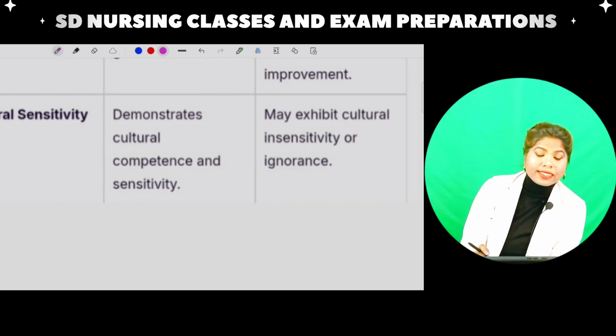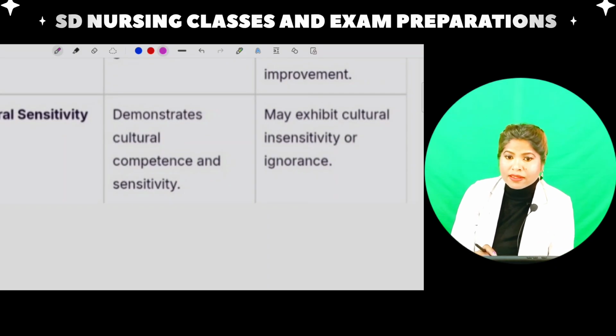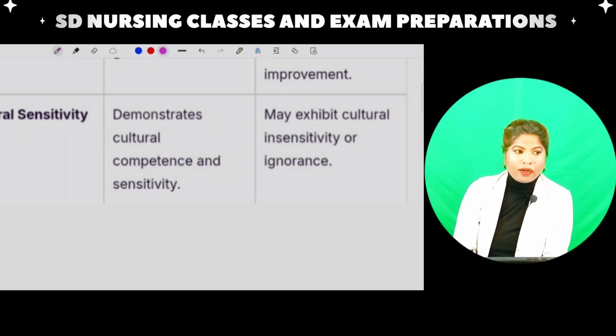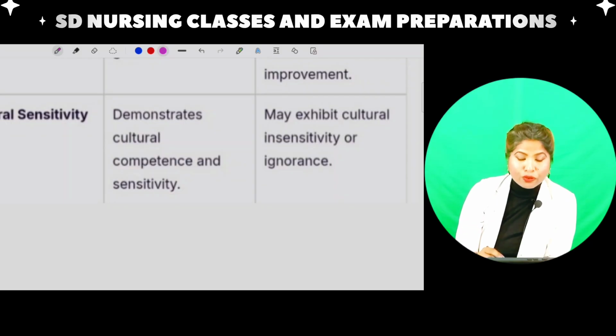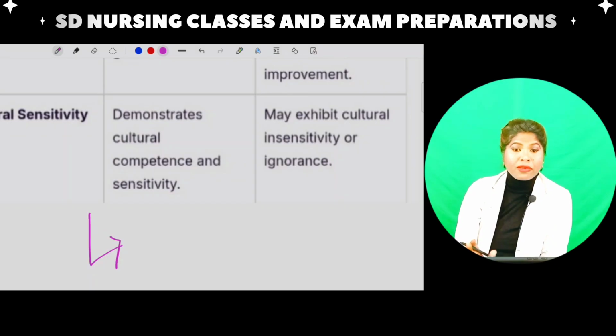And next is what? Cultural sensitivity, which demonstrates cultural competence and sensitivity. Yes, this is a clinical thing. Demonstrating cultural competence means working according to the patient's culture and the hospital rules. Together we have to make them understand that they should not do it like that. In this hospital, you came here for cure and you should not do any type of fasting or any type of cultural practice in the hospital.